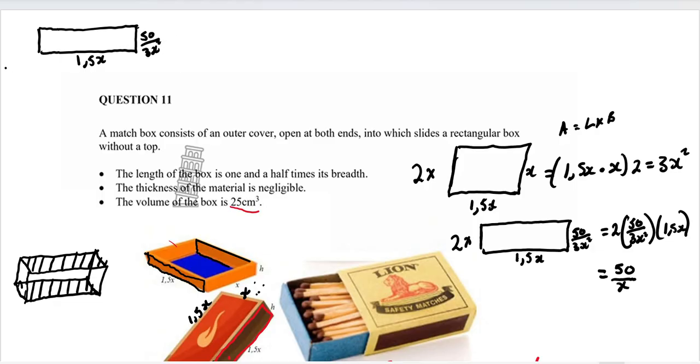So then we're gonna say 2 times, because we have this part and the other part. Let's calculate the area. We're gonna say 2 multiplied by 1,5x multiplied by 50 all over 3x squared. Do you get me? And then here we're gonna get 50 all over x. So we are done with this part.